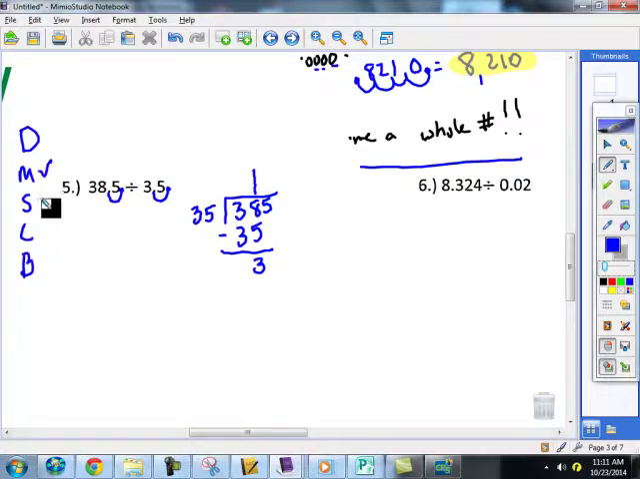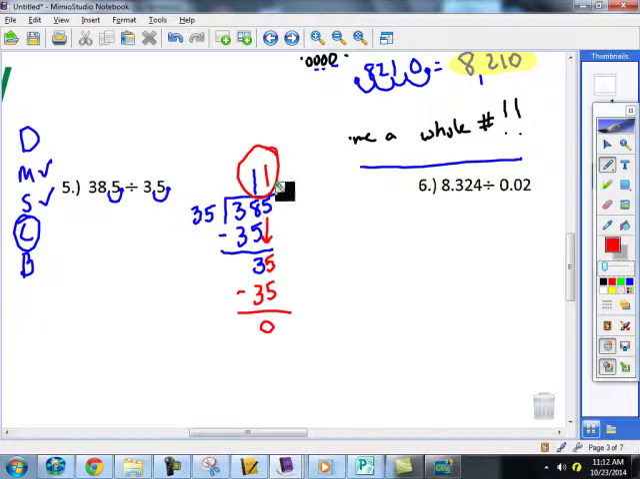Okay, we've multiplied, we've subtracted. Remember this step right here. We just make sure that this difference, after we subtract, is smaller than our divisor. And it is. Okay, so now we're ready to bring down. So I bring down my 5. 35 into 35, one whole time. 35 times 1, obviously going to be 35, and we get 0. So the answer is 11.